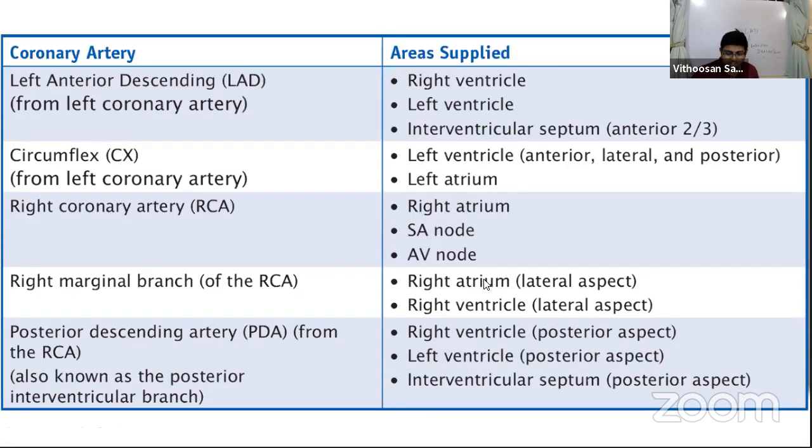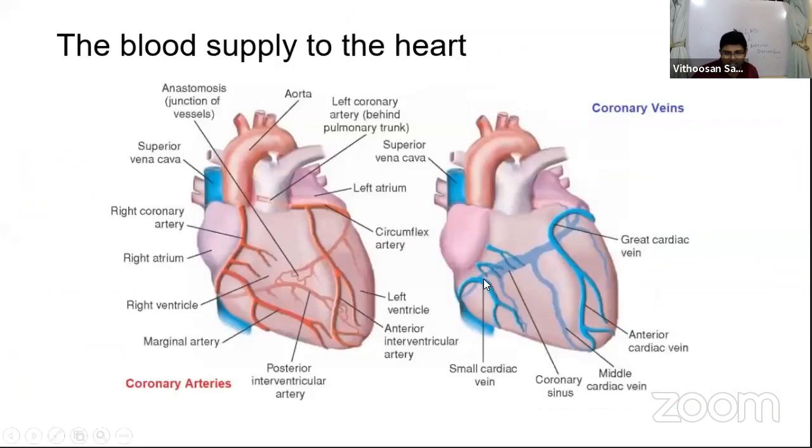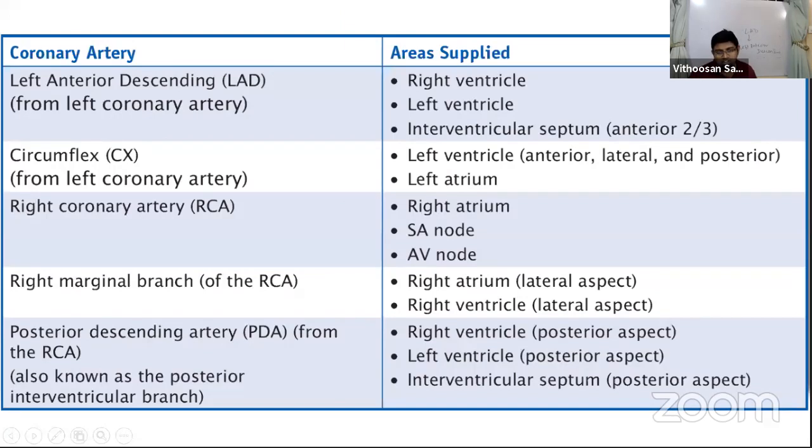The circumflex artery supplies the left ventricle as well as the left atrium. The right coronary artery supplies the right atrium. Remember these two points. Then there is something called the conduction system of the heart.